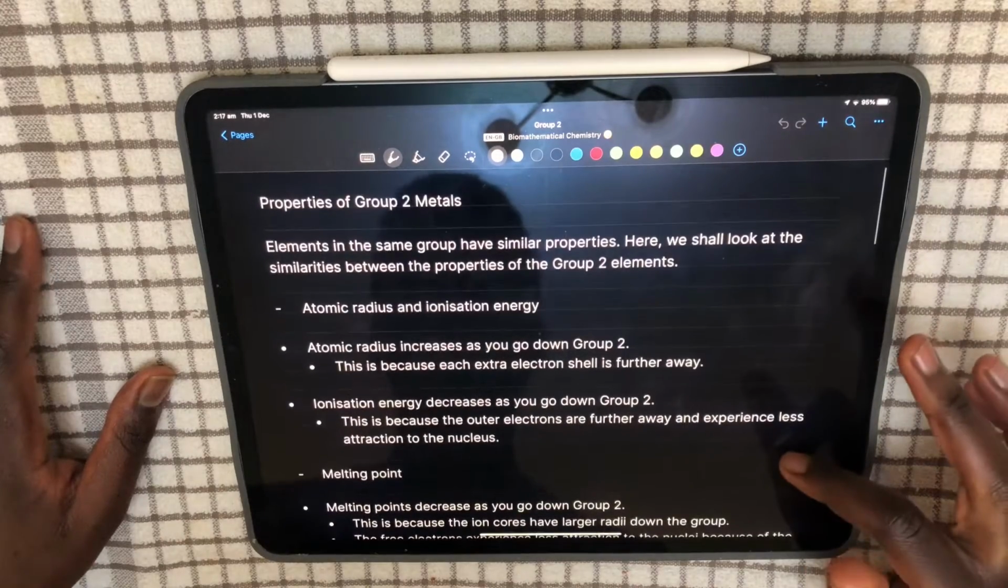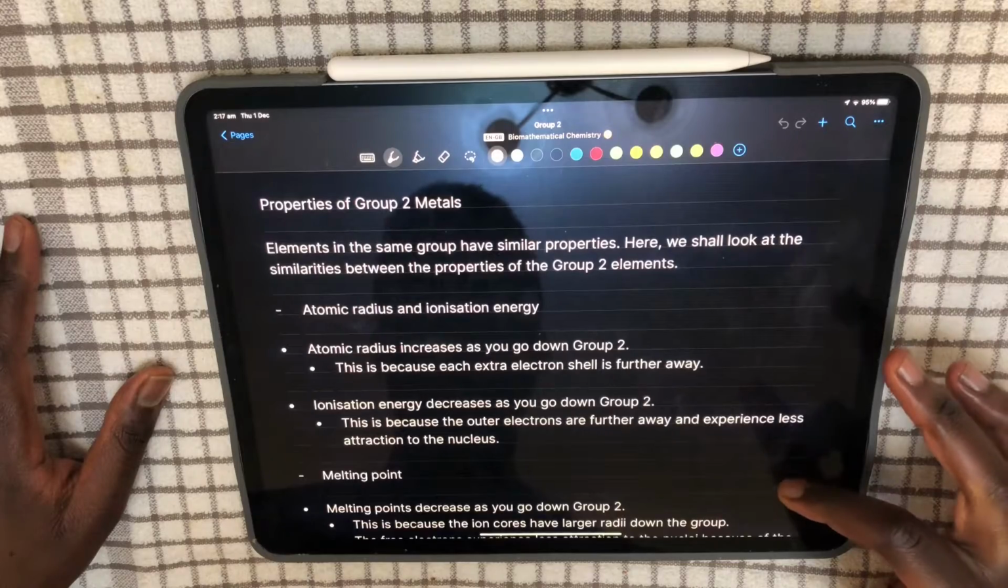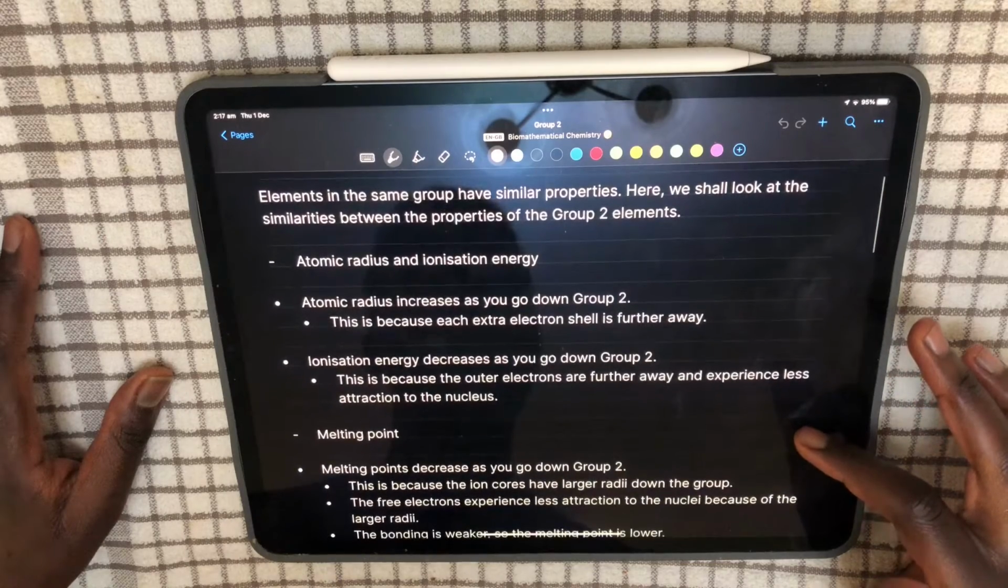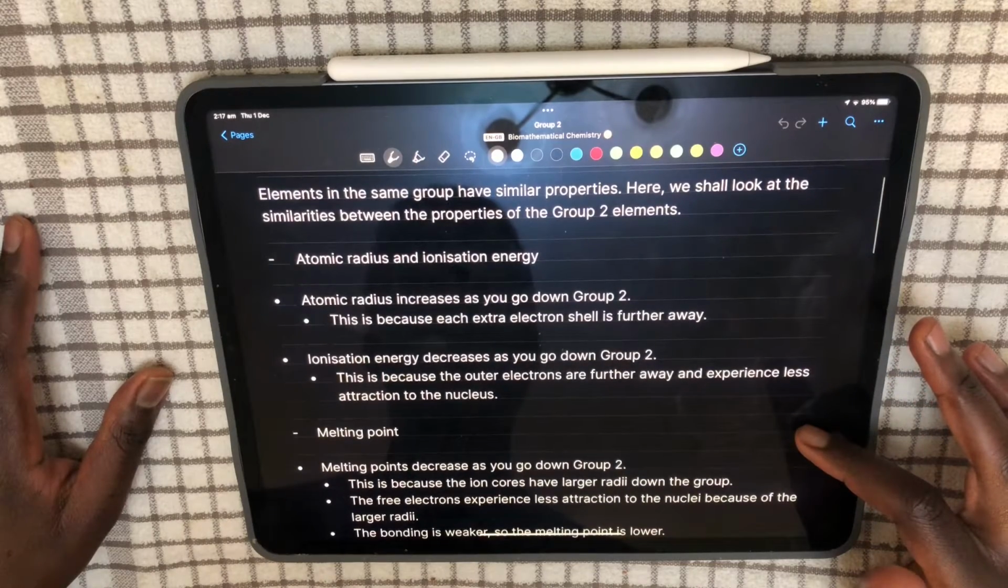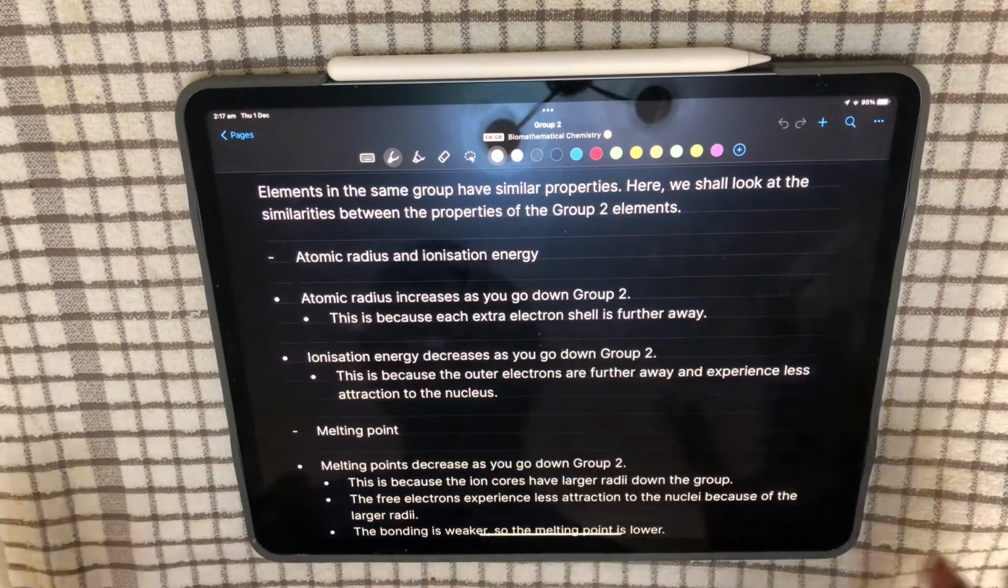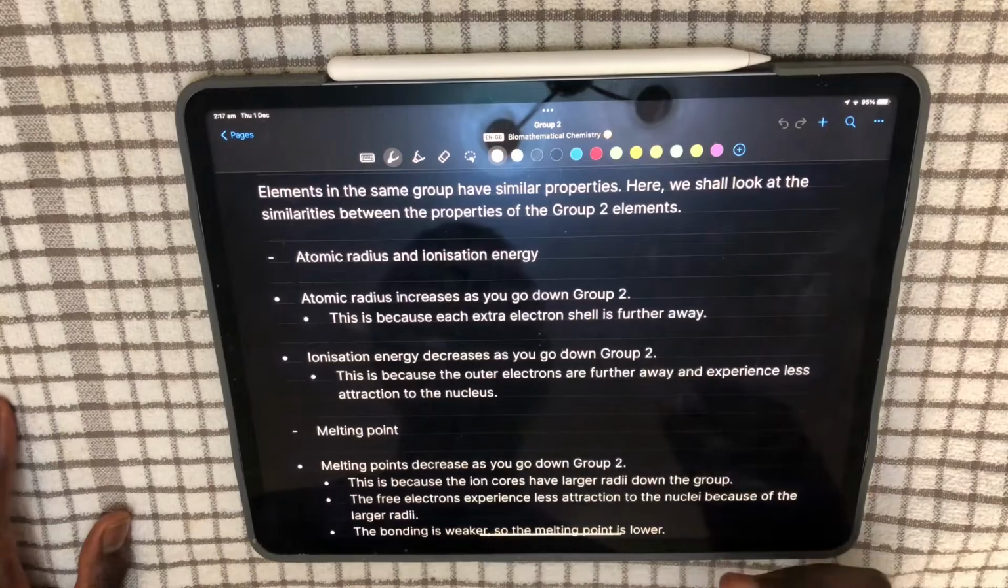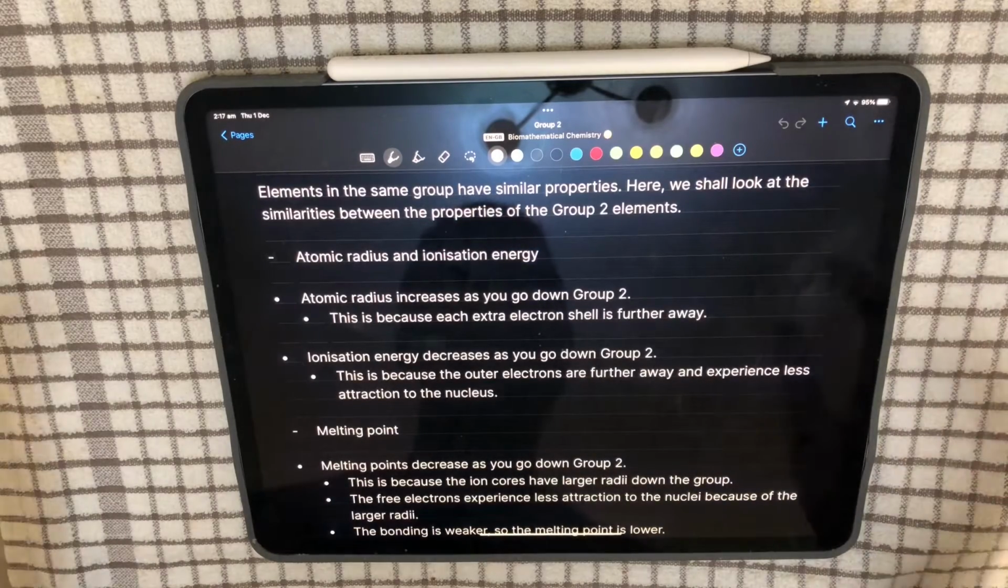So, properties of group 2 metals. Elements in the same group have similar properties. Here we're going to take a look at the similarities between the properties of group 2 elements. I've already gone through this in the previous video, but here I'm going to go over it again in a bit more depth.